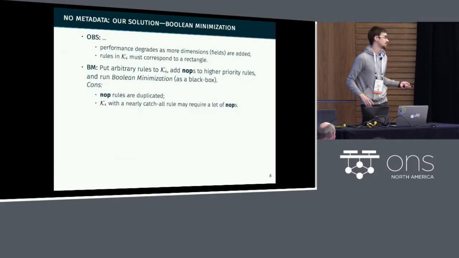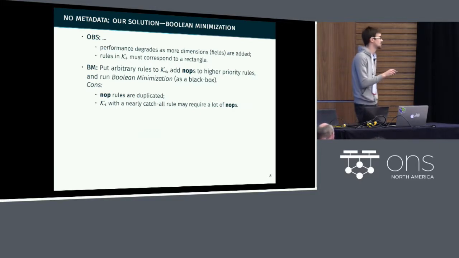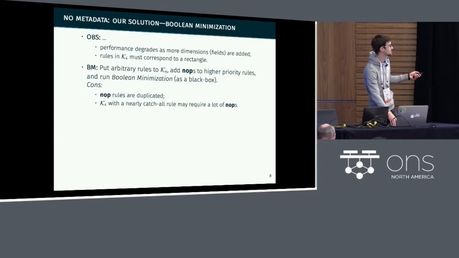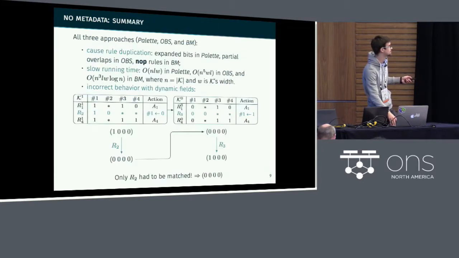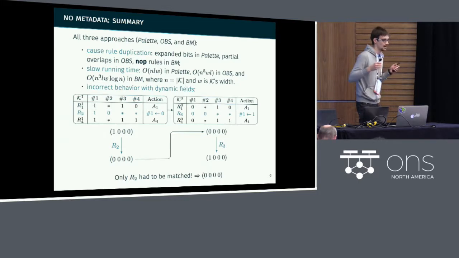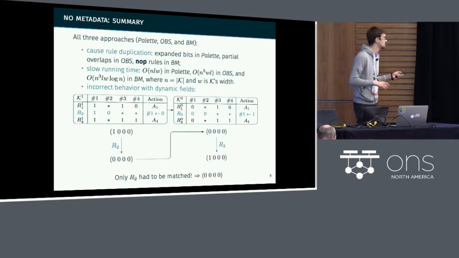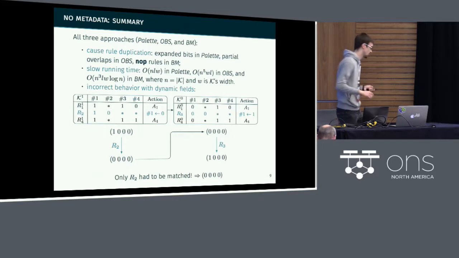This approach still duplicates rules, as we see, and it has its own problems that are related to the switch that has a catch-all rule. This switch may require a lot of no op rules that cannot be reduced by Boolean minimization. So to summarize, if we use some technique that does not use metadata, they all have the same disadvantages. For example, they cause rule duplication for different reasons. They have relatively slow running time. And what is more important, they show incorrect behavior if we have dynamic fields.